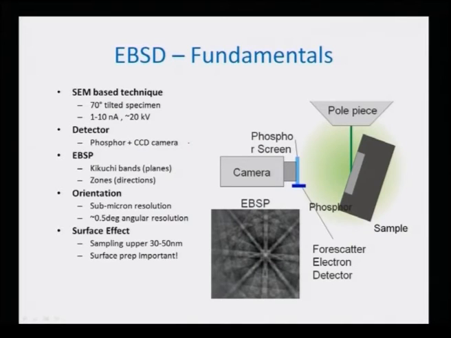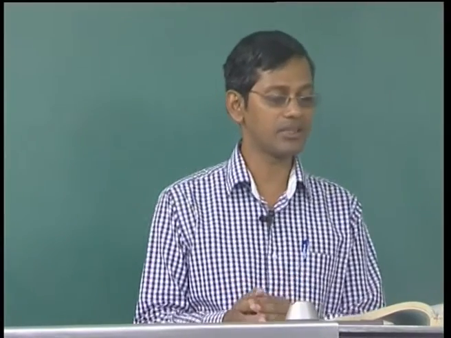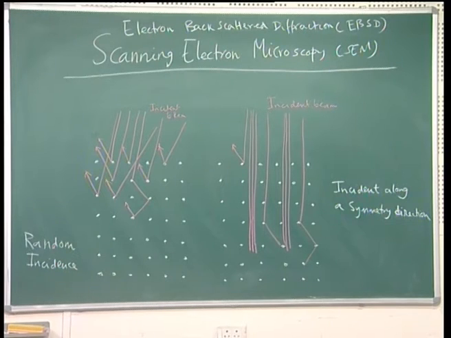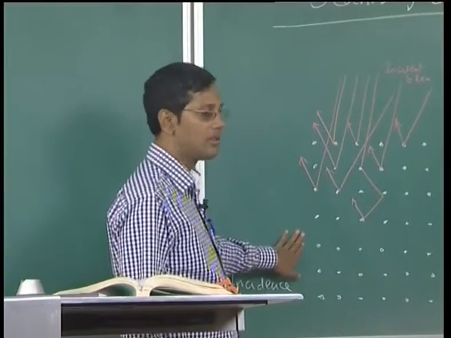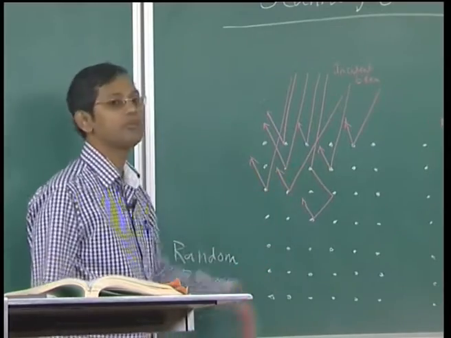So first let me go to the board and tell you what actually happens, or what is unique to the backscatter image: the information related to the crystallographic nature of the sample. The origin of this contrast can be easily understood from these two pictures. Let us suppose these white dots are atoms in the crystal, and electron beams are falling on the sample. In the first picture, on the left hand side, where I am putting my finger, the electron beam is falling randomly.